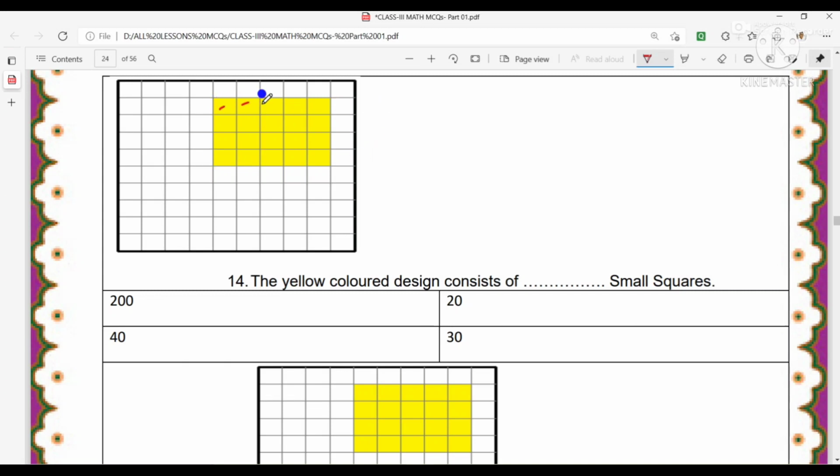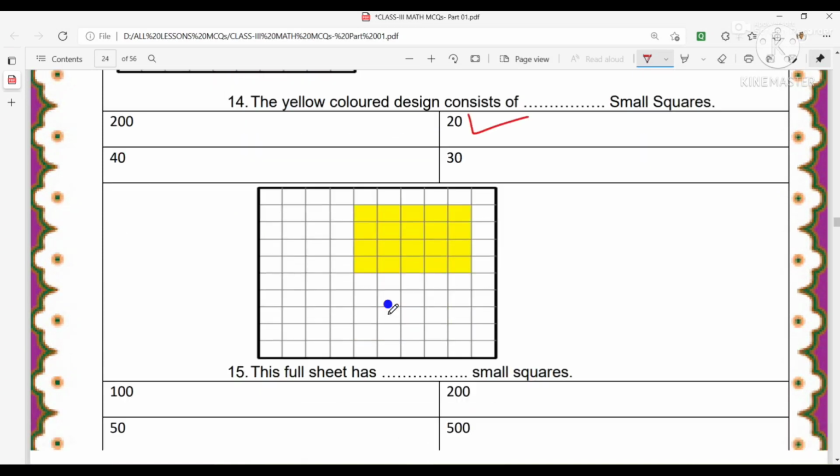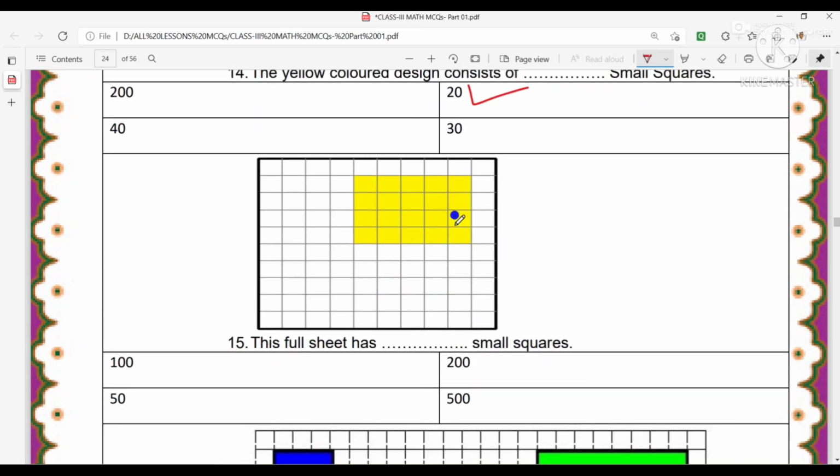Along the length: 1, 2, 3, 4, 5. Along the breadth: 1, 2, 3, 4. So the total will be 5 into 4, that is 20. This full sheet has dash small squares. You have to find along the length, along the breadth, then you will multiply.